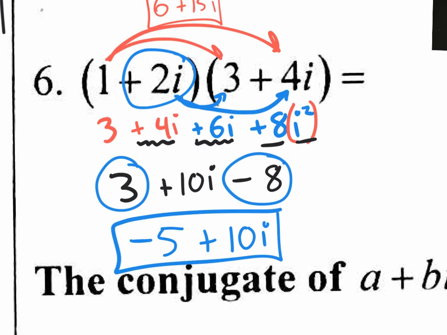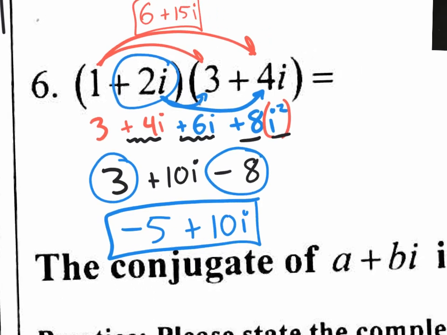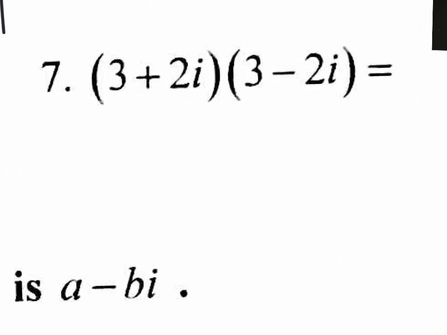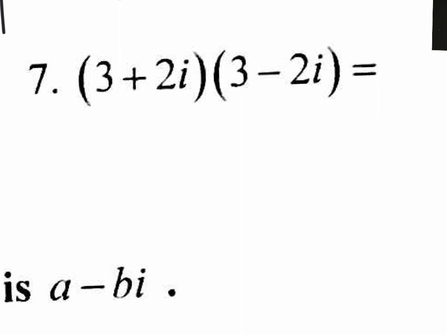So again, it's just like before. You distribute, combine like terms. The only difference is if you ever end up with an i squared like we did right here, change that to a negative 1. Negative 1 times 8 is negative 8. Anyway, try number 7. 7's fun. I'm going to pause it. I want to see if you guys could get the right answer.